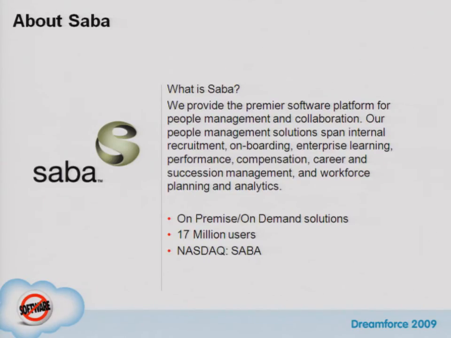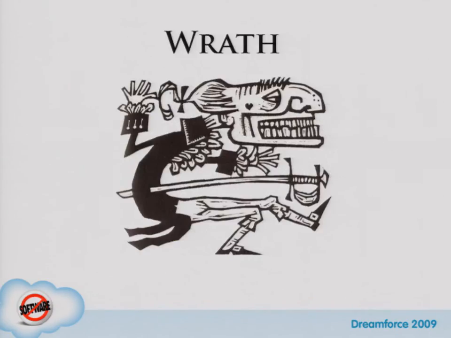Much better. Okay. Saba is an enterprise HR software, learning management. Most of our customers are Fortune 500 customers. We have 600 employees. Makes for a very interesting sales cycle and a very interesting relationship with our customers. I'm going to let you guys read that. I don't need to read that to you.